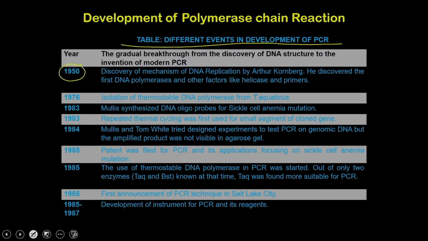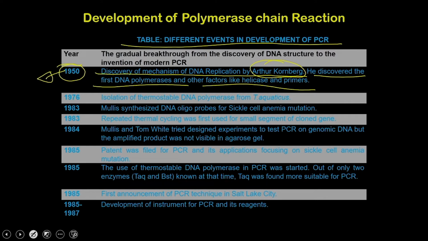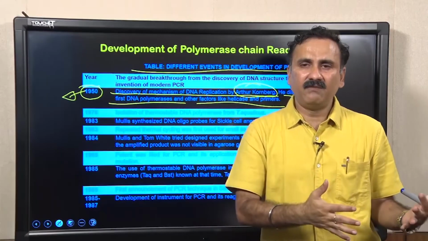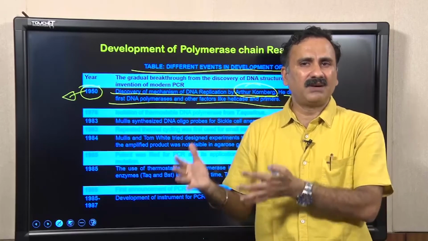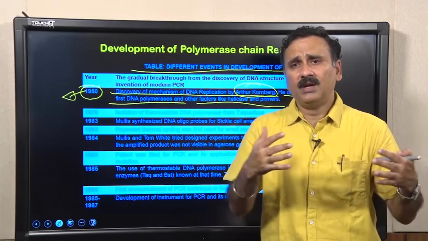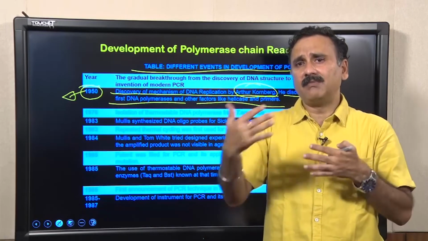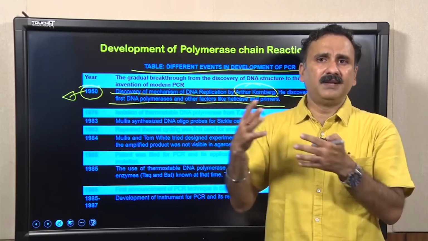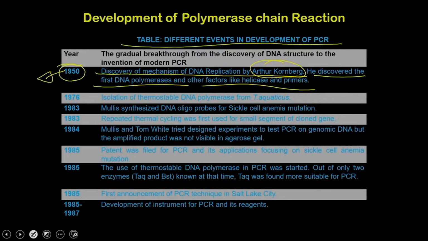In the 1950s, people discovered how DNA replication happens, and that was done by Arthur Kornberg, who discovered the first DNA polymerase and other factors like helicases and primase. So, in the 1950s, when Arthur Kornberg discovered the DNA polymerases as well as the mechanism of DNA replication, helicases and primases, that is how people came to know that DNA is being replicated and it requires an enzyme, and there is an enzyme. But what is the problem?